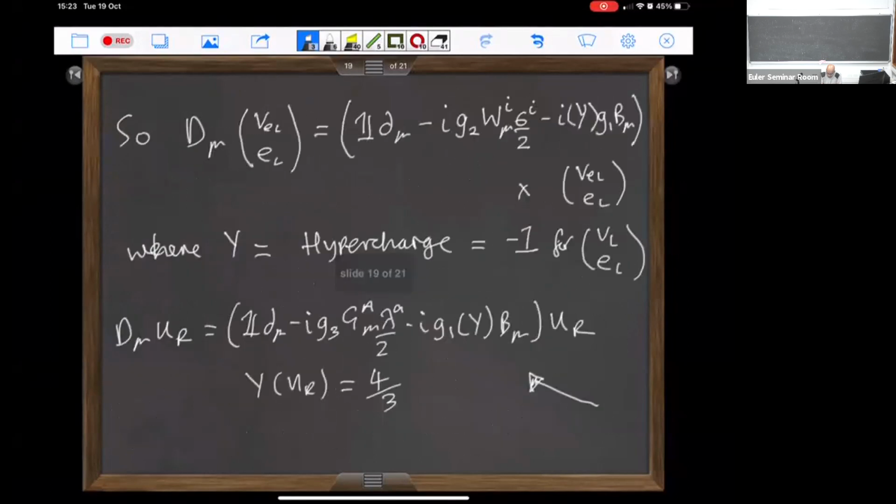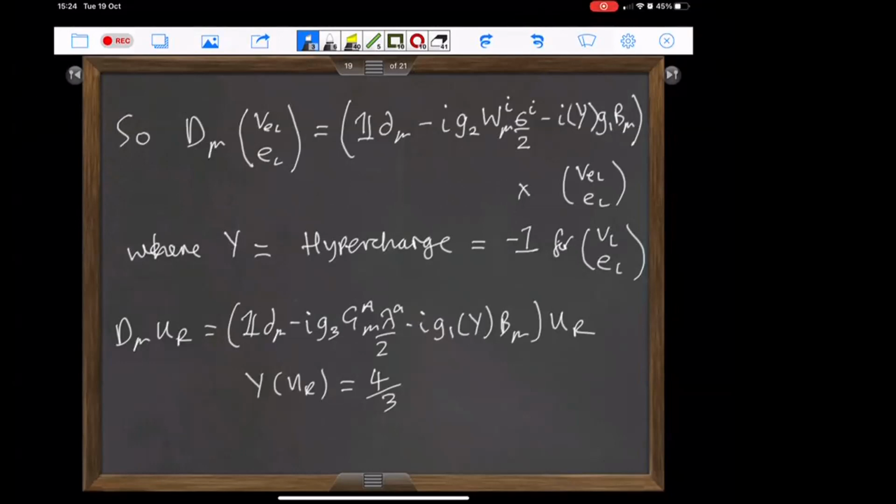So where is it? These are the terms which reflect the fact that U right transforms in the fundamental representation of SU3, and this is the term which reflects the fact that it transforms under U1 hypercharge, and you just set Y in this formula equal to 4/3 to get the right interaction term. Are there any questions about that? In principle, you should be able to calculate the covariant derivative of any of the standard model fields now. Okay, sounds like it's clear.